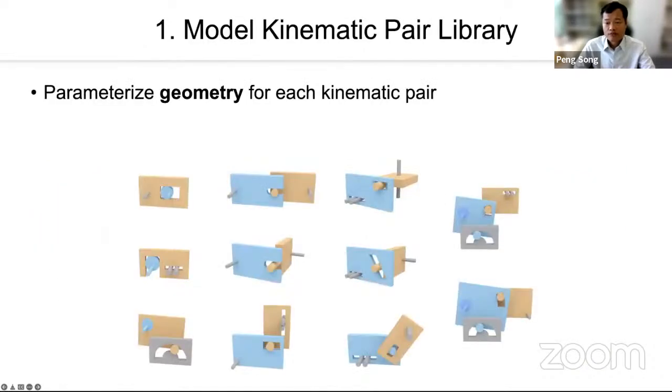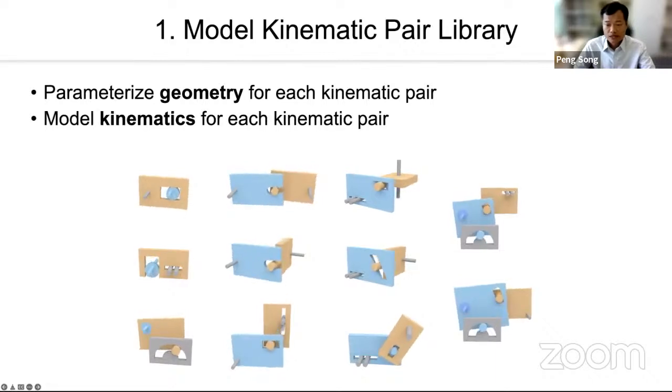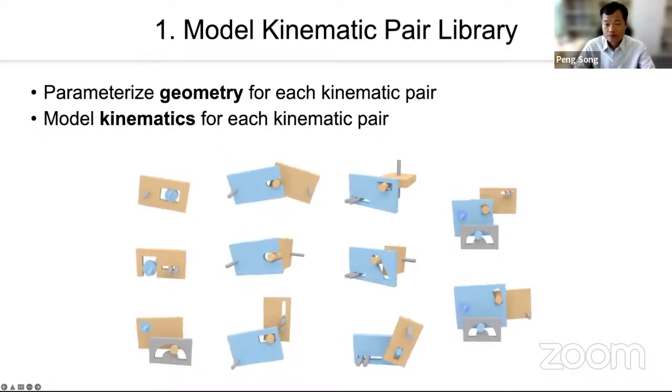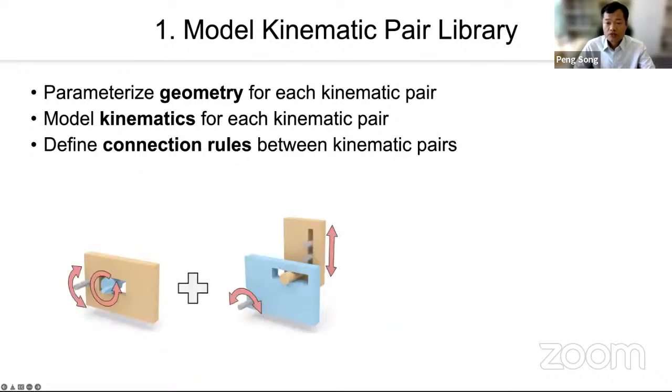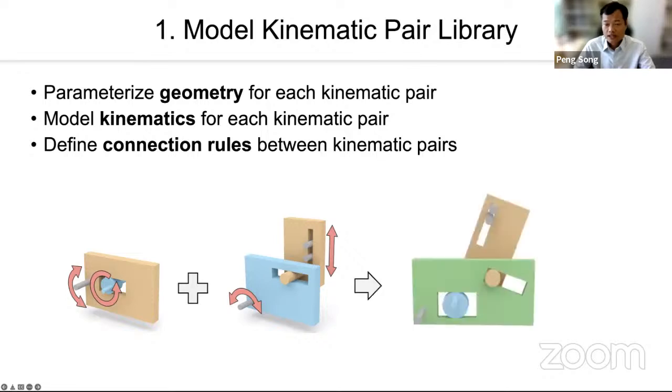For computational design of mechanisms, the first step is to model a library of kinematic pairs as the building blocks of mechanisms. First, we choose kinematic pairs and parameterize their geometry. Next, we model kinematics for each kinematic pair by computing the motion transfer function. Lastly, we define rules about which kinematic pairs can be connected and how they should be connected. Look at this example. There are two kinematic pairs. By merging the yellow part on the left and the blue part on the right, we connect the two kinematic pairs into a more complex mechanism.